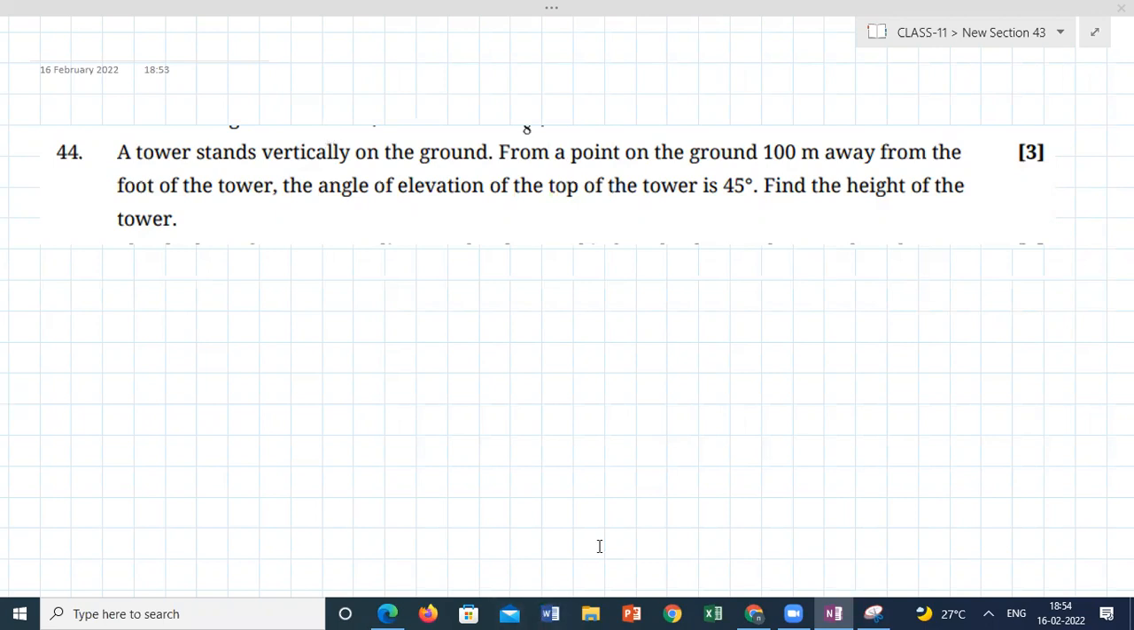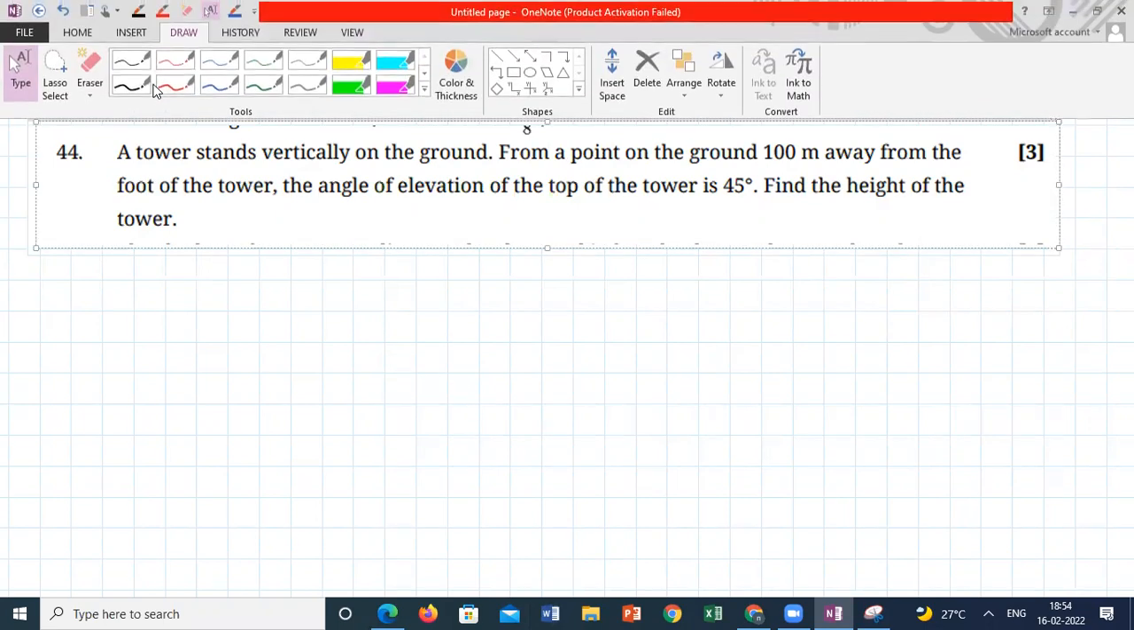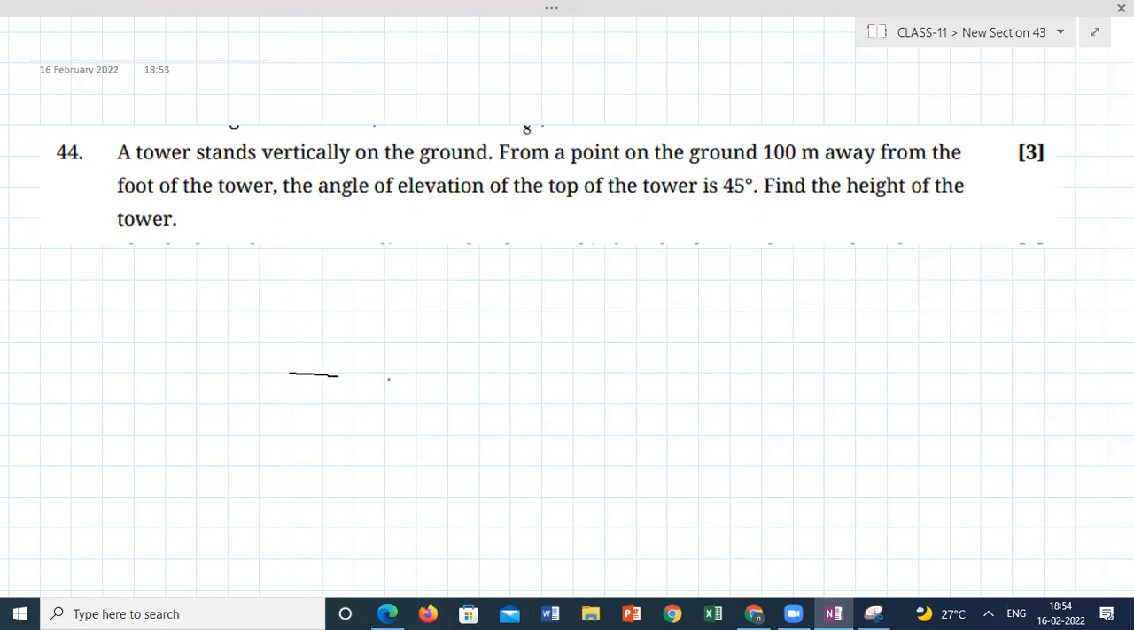A tower stands vertically on the ground. Suppose this is the ground. There is a tower standing vertically on the ground. From a point on the ground, 100 meters away from the foot of the tower. So there is a point A and BC is the tower. And 100 meters from the foot of the tower, the angle of elevation of the top is 45.